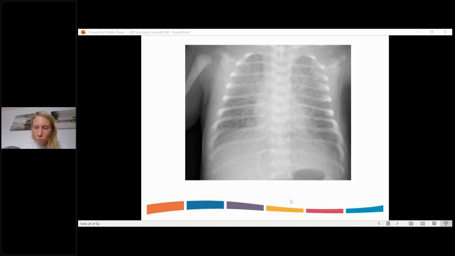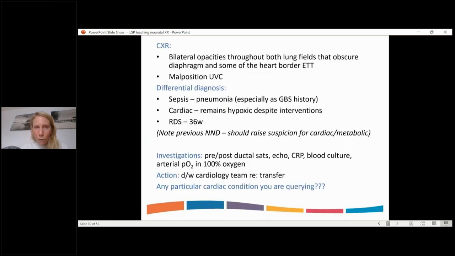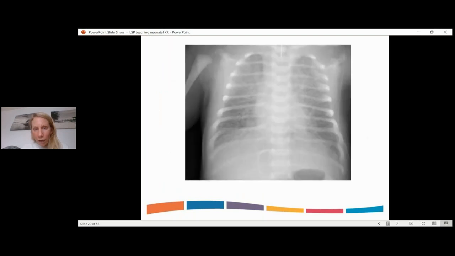Okay, I'm going to go through it. So it's really good to think about cardiac and to think about TAPVD, but remember common things are common. So first thing is that we've got bilateral opacities throughout the lung fields that obscure the diaphragm and some of the heart border. So you can't really see the diaphragm here or here, and some of the heart border is obscured. And remember what we said about checking for everything.